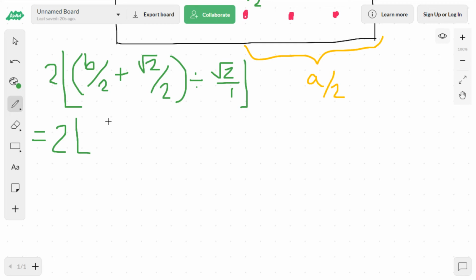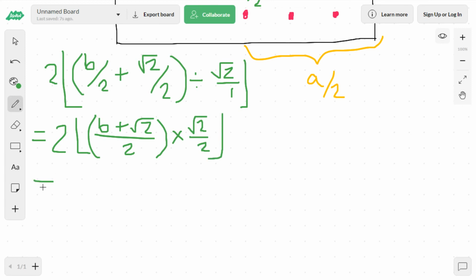So the first thing is that we could take what's inside the parentheses, and since they have a common denominator, we could put them together. We could say it's b plus root 2, all of that over 2. And then the other part here is the same as multiplying by 1 over root 2, but again, we want to rationalize the denominator, so that's the same as root 2 over 2. Okay, cool. So we got 2 times the floor of, well, let's put this all together, right?